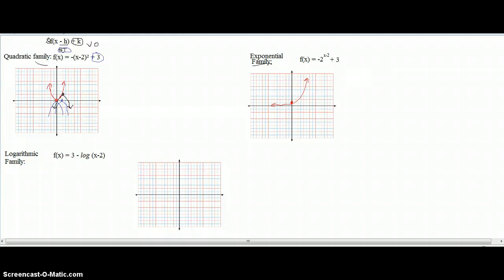Well, I'm going to do all the same things to it. I made these functions somewhat the same. I put a negative in front, so that's going to reflect it over the x-axis. Let me get blue. So instead of going through the point (0, 1), now it's going through the point (0, negative 1). It's been reflected.